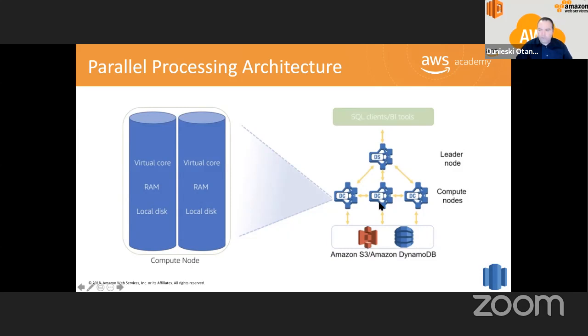So the leader node that you have here manages communications with client programs and all communications with compute nodes. It parses and develops execution plans to carry out database operations, in particular, the series of steps necessary to obtain results for complex queries. The leader node compiles code for individual elements of the execution plan and assigns the code to individual compute nodes. The compute nodes execute the compiled code and send intermediate results back to the leader node for final aggregation.